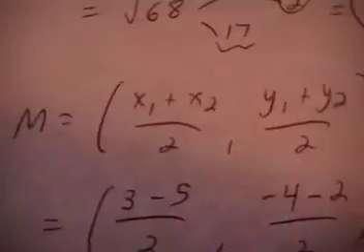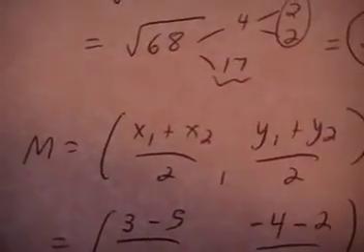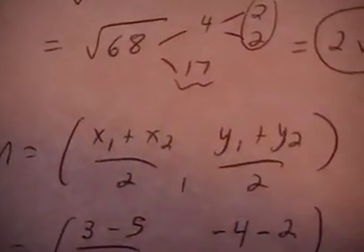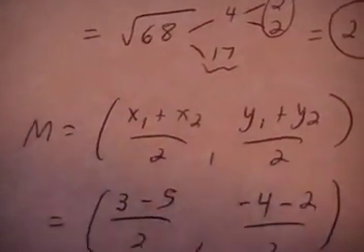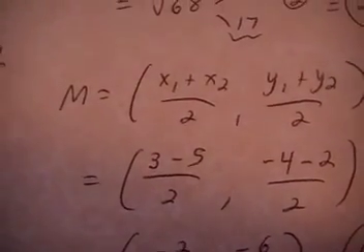For the midpoint formula, it's a little bit easier because it's literally like doing an average. You add up the two x's and divide by 2. You add up the two y's and divide by 2. And if you're doing 3 plus a negative 5, that's the same thing as 3 minus 5.